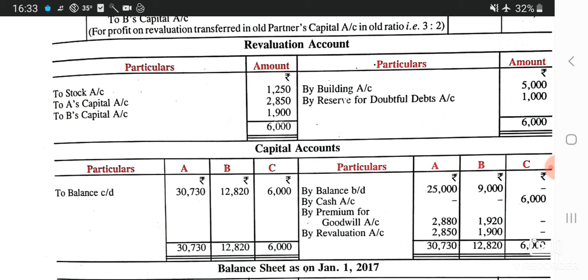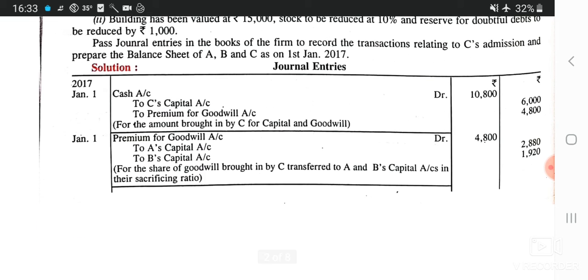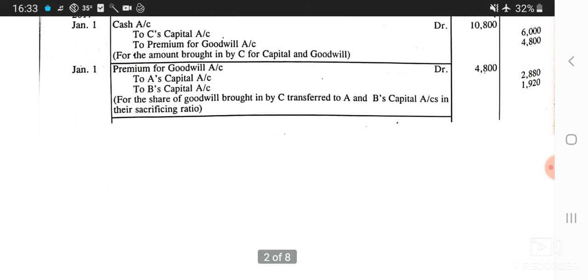So first entry is the by cash and by revaluation for goodwill account that we have made, that is, cash account debit to C's capital, to premium for goodwill, then premium for goodwill account debit to A's capital, to B's capital.